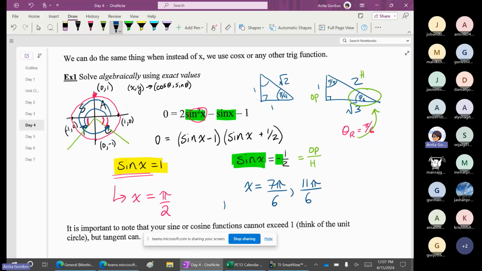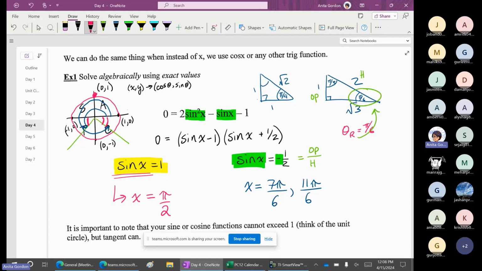Okay, this was your quiz on Thursday, right? What we're adding now is one extra step. We got to solve for sine x or cos x or tan x. And then we're still using our reference angles to find what are the possibilities of the actual angle.